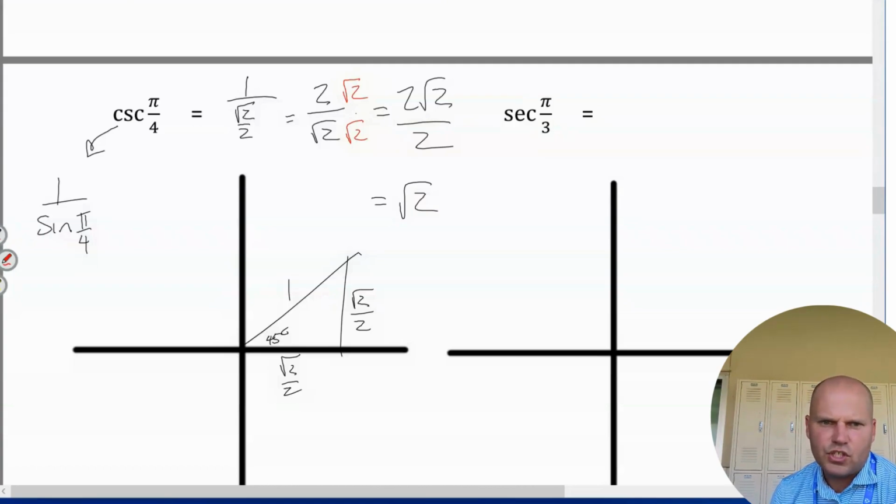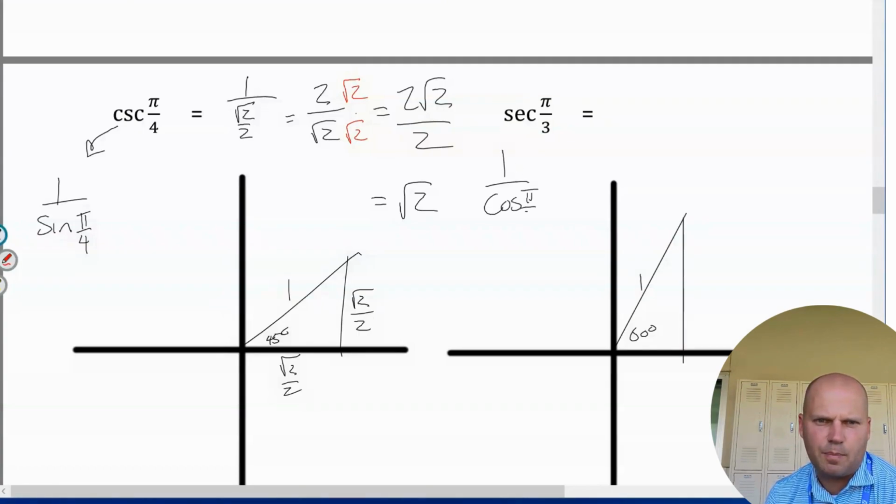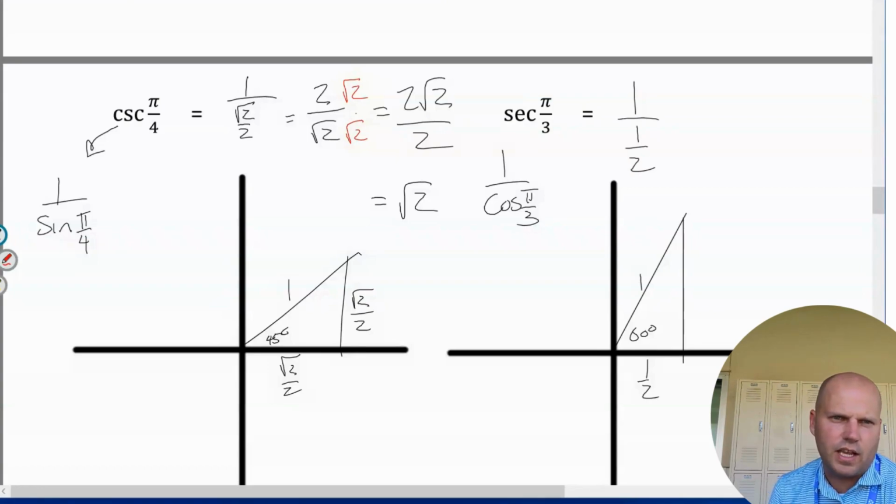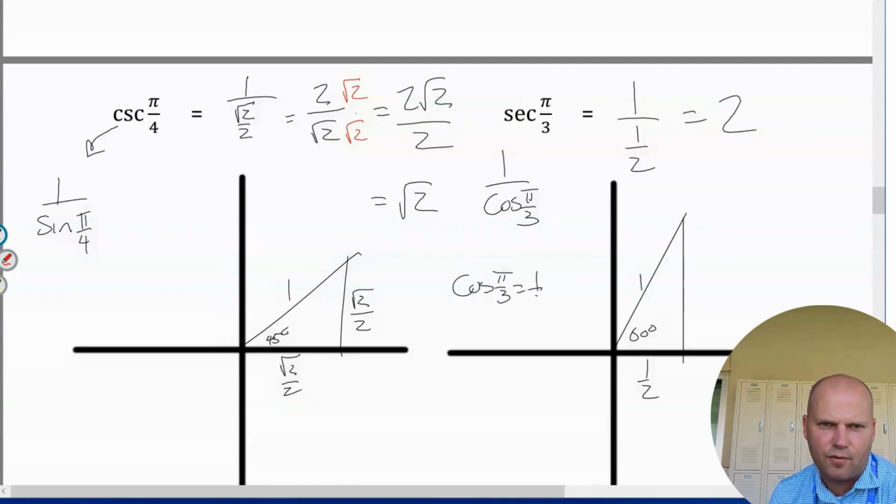Pi over 3, secant. Here's pi over 3, 60-degree angle, hypotenuse 1. Don't have to write that, but I'm doing it. Secant's the reciprocal of cosine. So we write down the cosine, and I want to find the cosine of pi over 3 and flip it. Cosine of pi over 3 is a half, so I want to take a half and flip it. You could also just say the cosine of pi over 3 is a half. Therefore, my answer is 2.